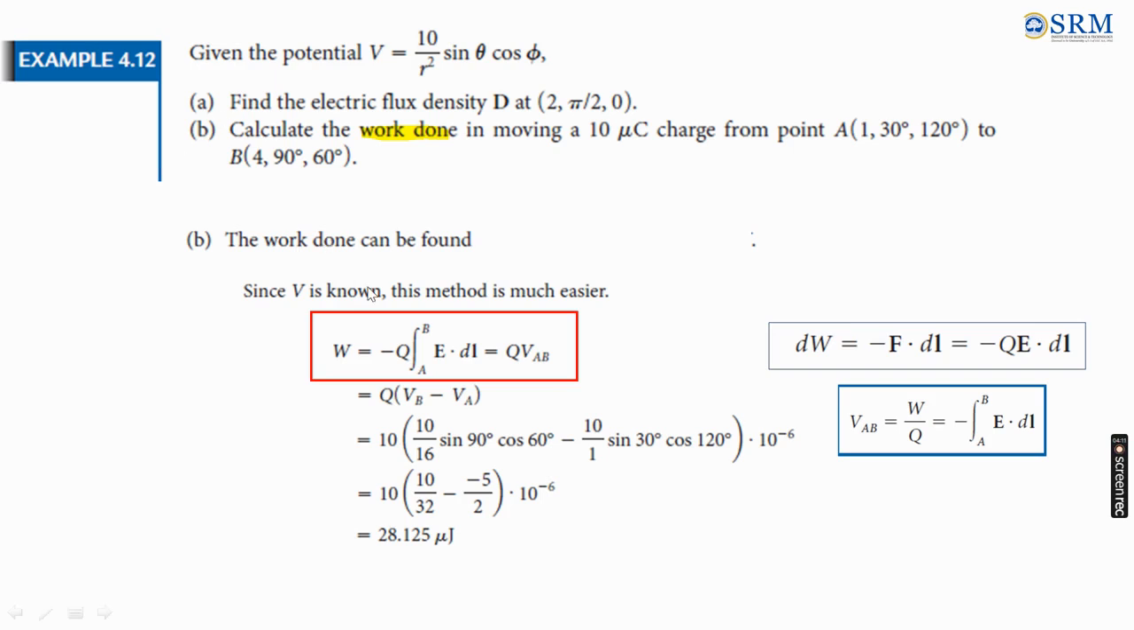Now let us find the work done. Work done, we already know the relation. It is force into distance, and if I substitute for force Q into E, we can find the work done by multiplying the charge and the potential difference, VB minus VA. We are going to just substitute the values. Q is already given as 10 microcoulomb. Substitute 10 into 10 power minus 6, and substitute the points, VB first. We have to substitute in this given expression B for r, theta and phi, and likewise for A. We will arrive at this answer in microjoules.